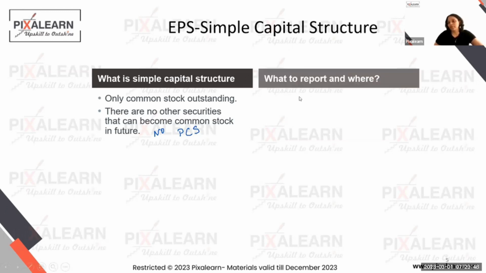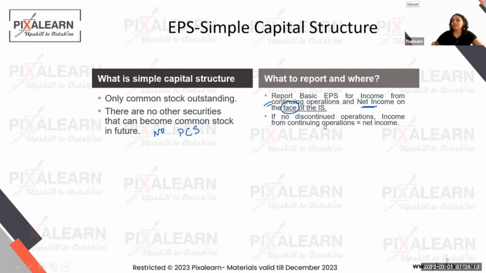So what do you report? This we've already said. What we are going to report is basic and diluted EPS. Now, this is something that is important. Please report it both for income from continuing operations and for net income. That means the delta is discontinued operations, on the face of the income statement.